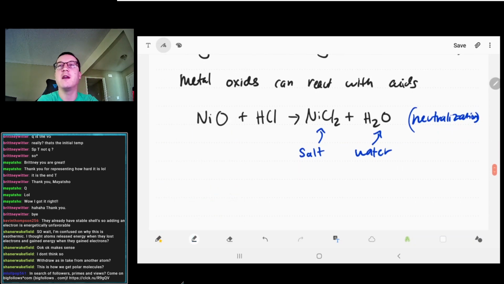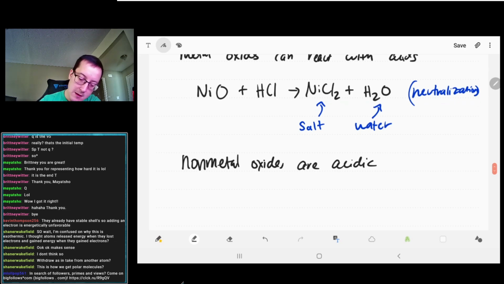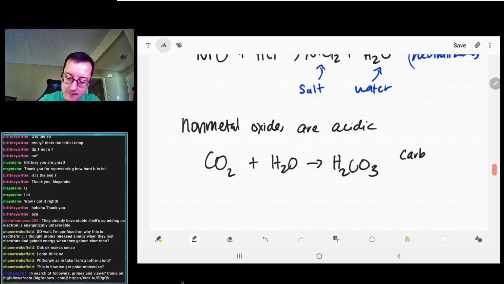Guess what? If metal oxides are basic, we're going to see nonmetal oxides are acidic. And so if we combine a nonmetal oxide with water, we get an acid, right? This is carbonic acid. And maybe we remember carbonic acid is not very stable. It's going to break right back down again. But lo and behold, there it is.